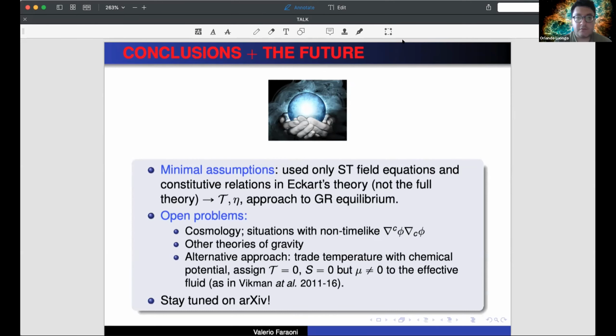Any other questions to Valerio? A very quick question from my side, as usual. What is the physical meaning of the temperature of gravity? I mean, is it possible to measure somehow the consequences of your recipe?